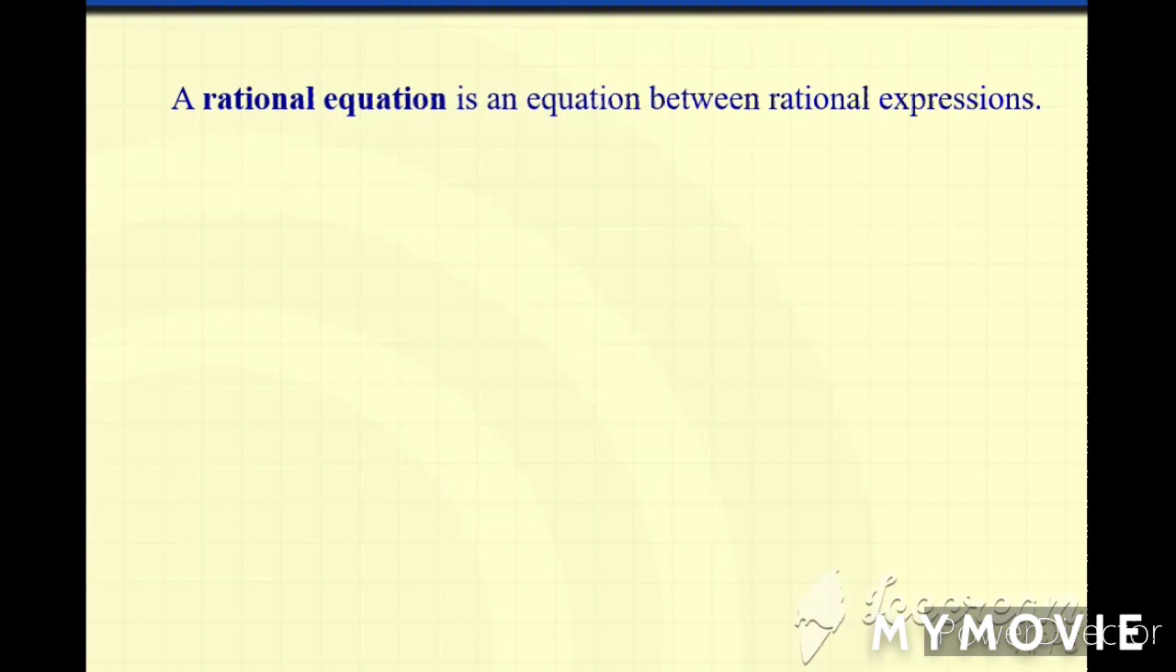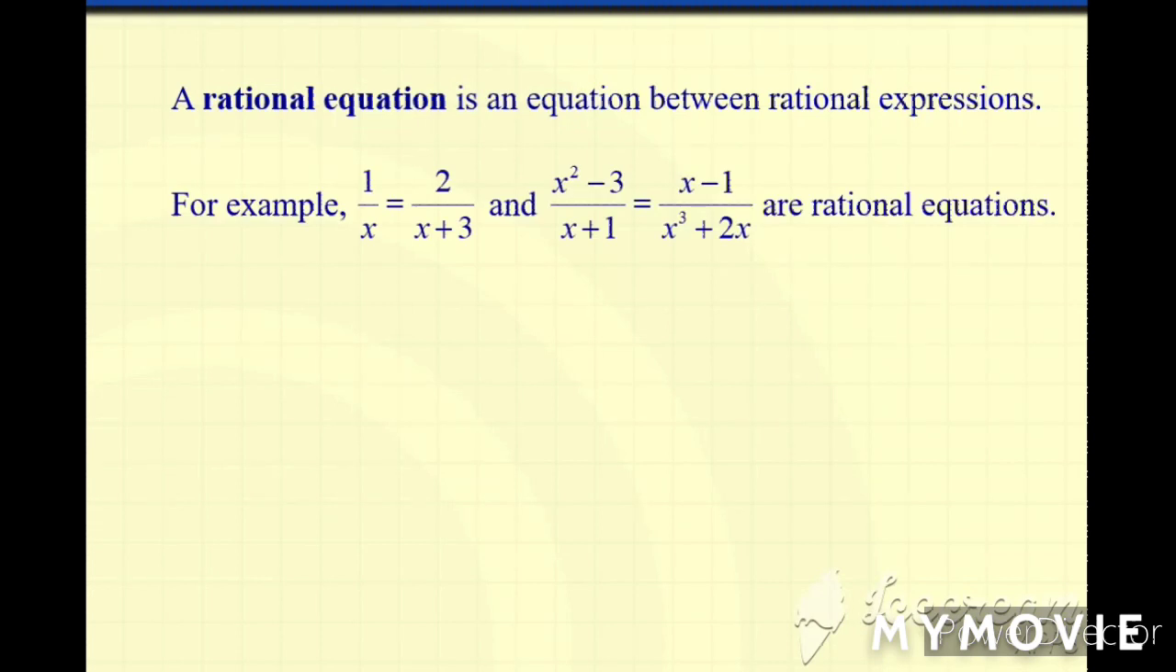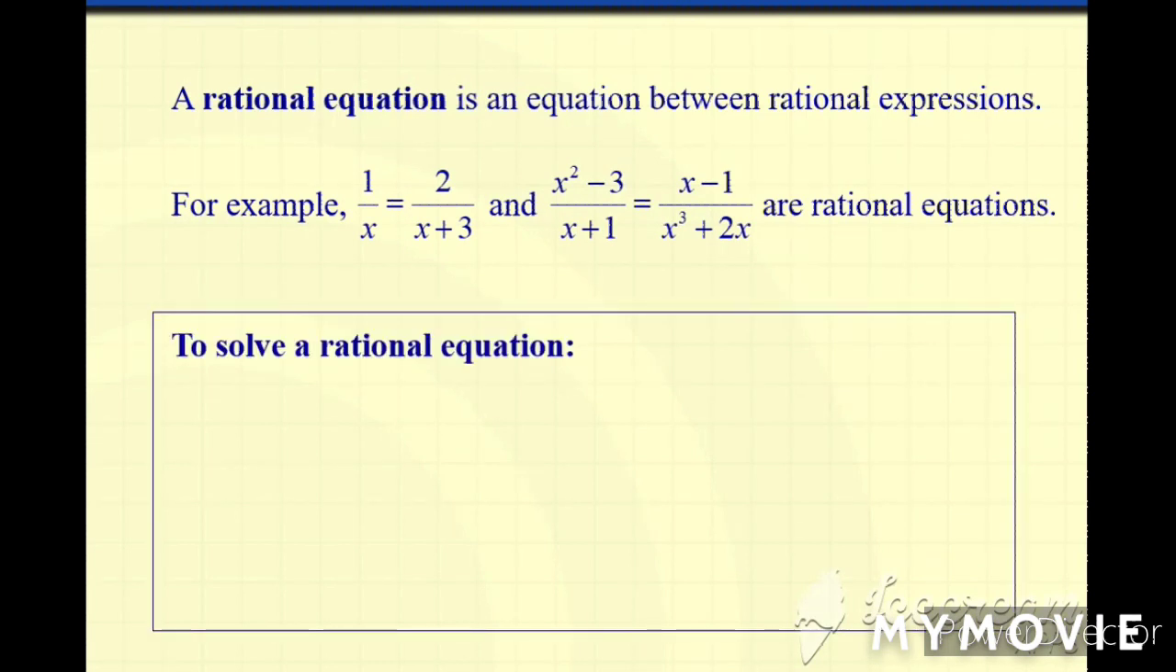A rational equation is an equation between rational expressions. For example, 1 over x equals 2 over x plus 3, and x squared minus 3 over x plus 1 is equal to x minus 1 over x cubed plus 2x are rational equations. To solve a rational equation, we have here some important reminders.